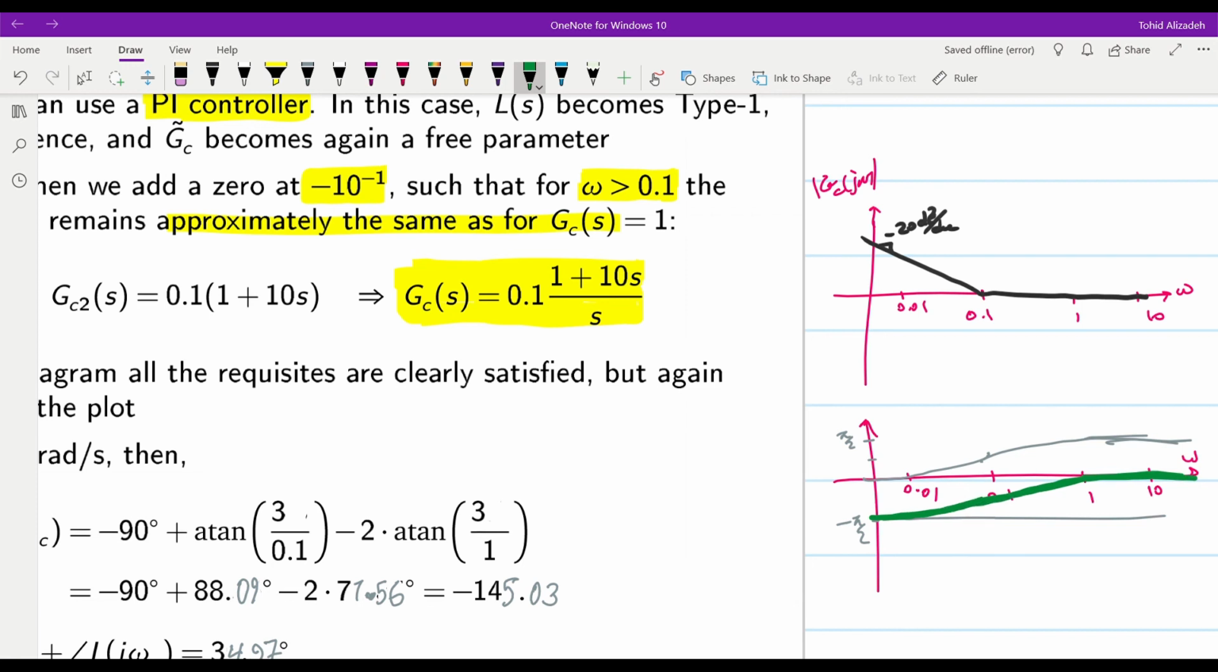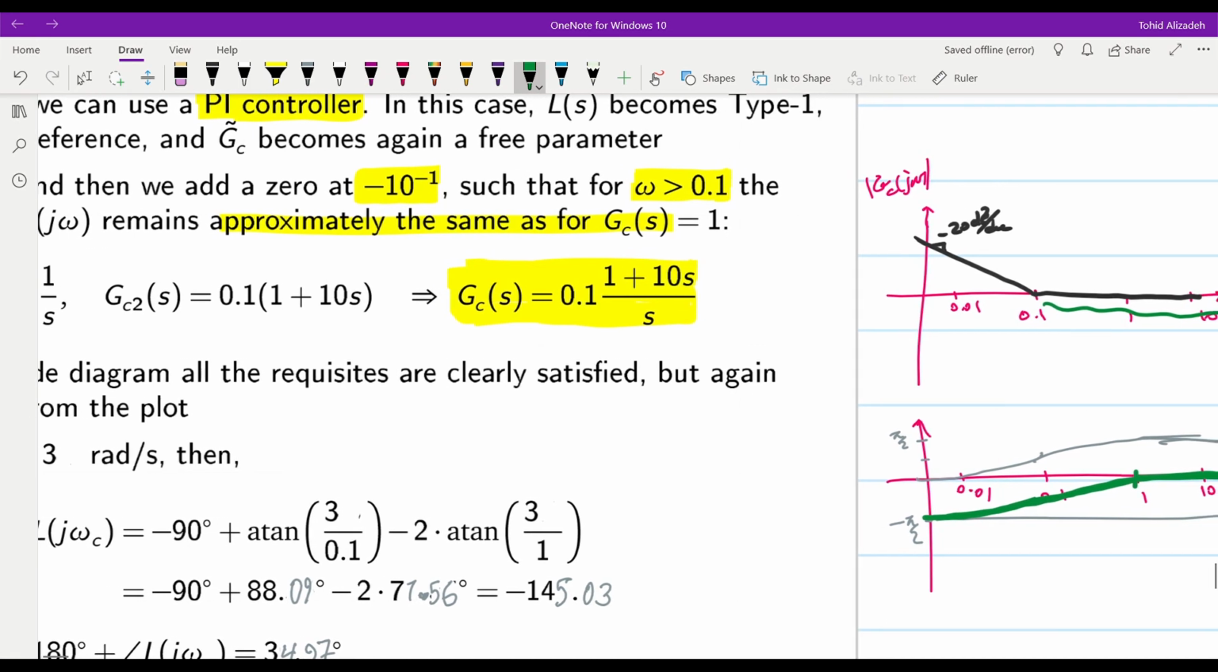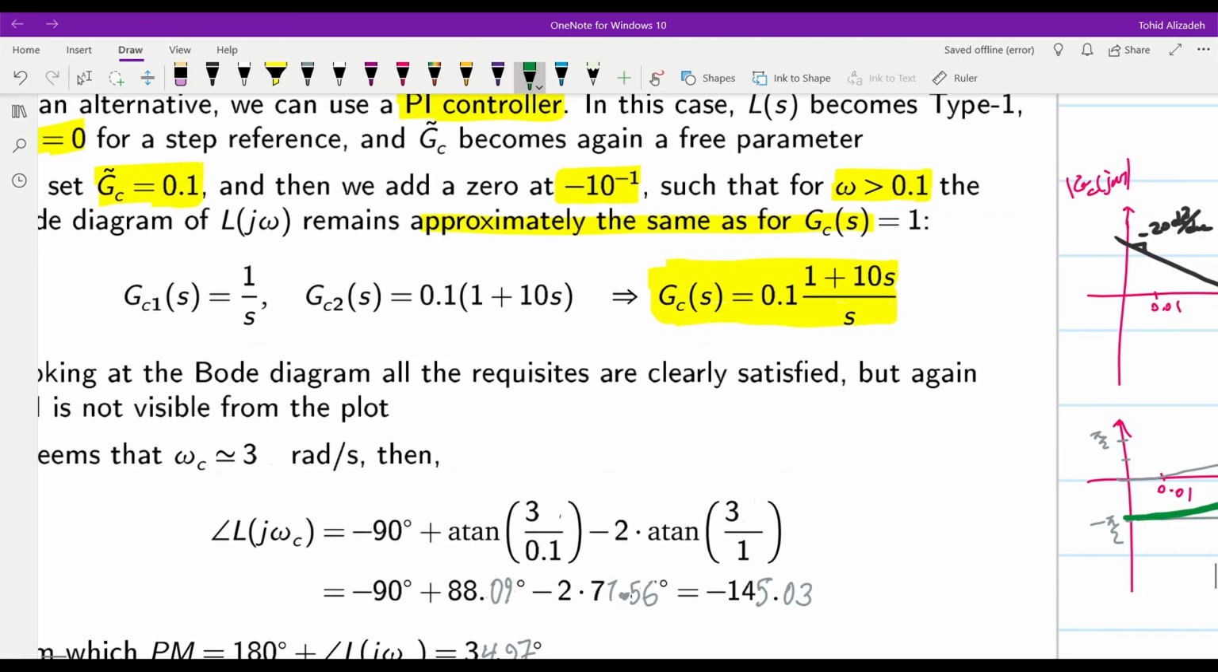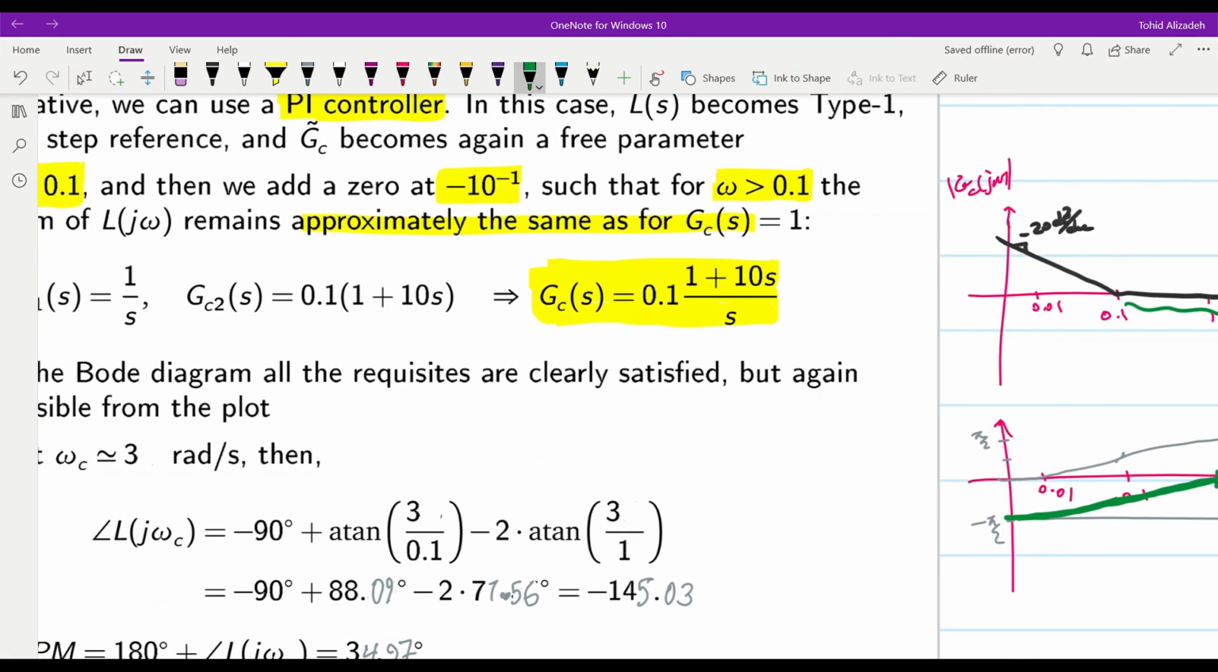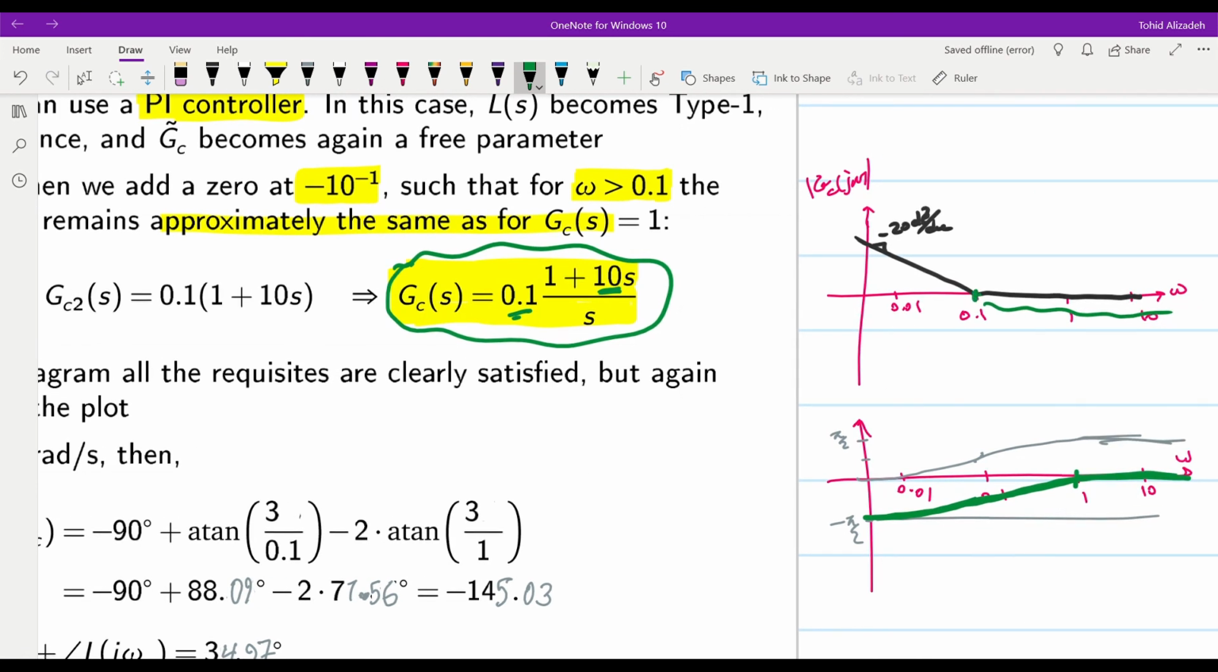So the amplitude plot after 0.1 will remain almost the same because we are adding 0 dB. In terms of the phase, it will get a little bit smaller, but after omega equal to 1, which is the crossover frequency, and around it, the injected negative phase will be negligible. So for the PI controller, the location of the 0 and the generalized gain are chosen such that after omega equal to 0.1, the amplitude for the PI controller becomes 0 dB.